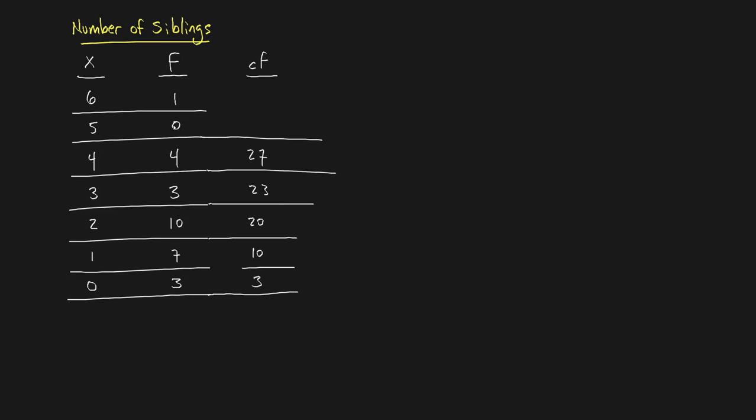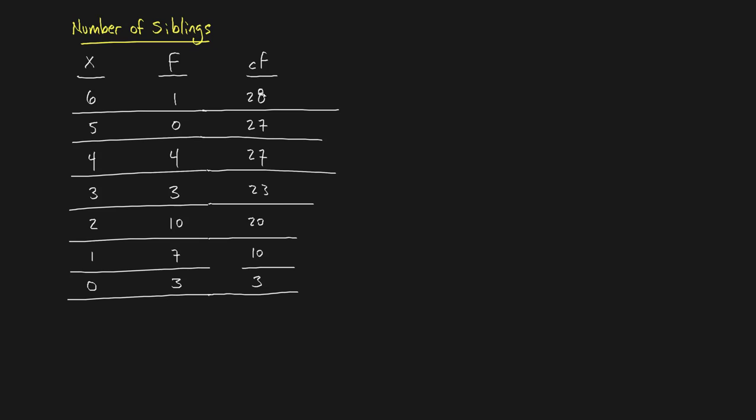This category had nobody reporting that they had 5 siblings, and so that doesn't add anything, and it leaves me at 27. And then finally, when I get to my last or my highest category, there's 1 person that said that they had 6 siblings. We add that to the accumulated total so far, and I get 28.